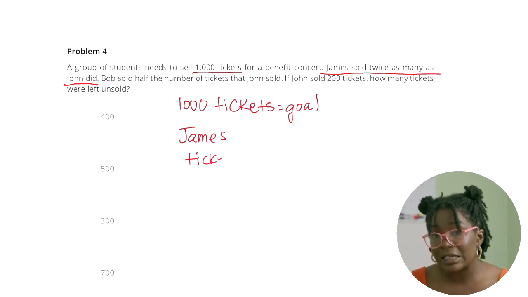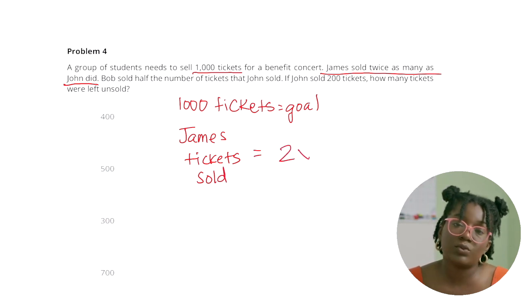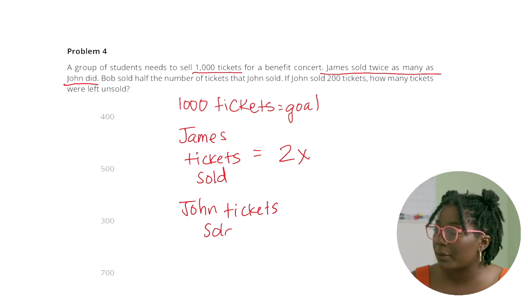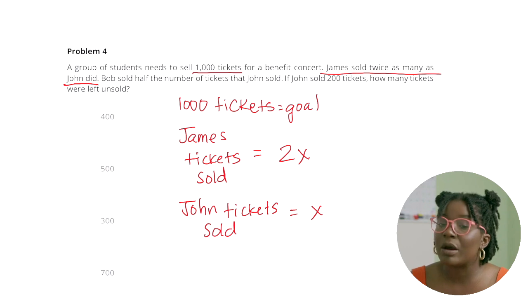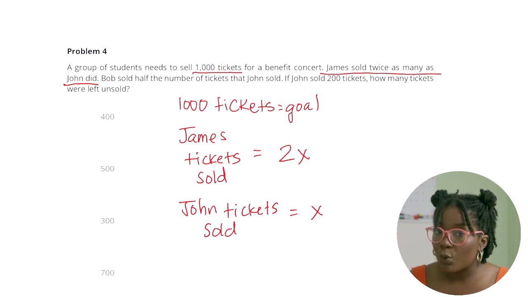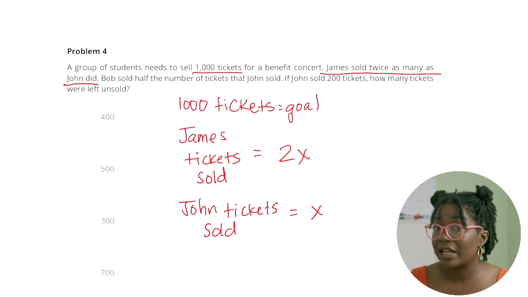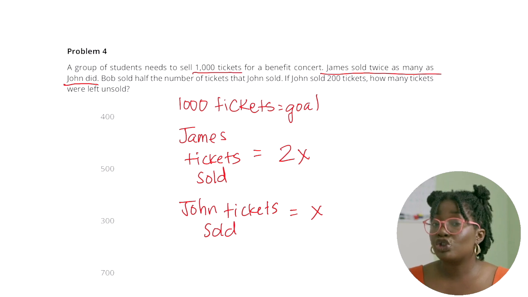Now, I'm representing the number of tickets that John sold as the variable X. Why? Because we don't know how many tickets John sold as of yet. And whenever we don't know what a number is, we use a variable to represent it. And the most common variable in algebra is X. But you can really use any variable that you want to represent that unknown number. Now, the reason why I put 2x is because we know that James has 2 times whatever John has. If John has sold X amount of tickets, that means James has sold 2 times X. And that's why that says 2x.